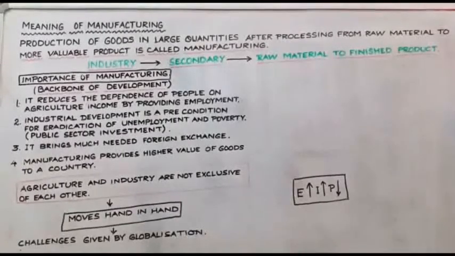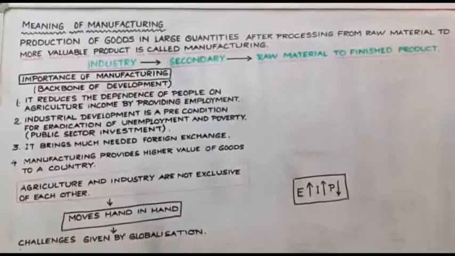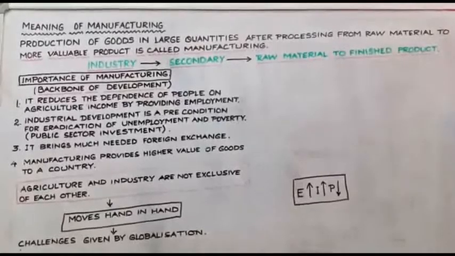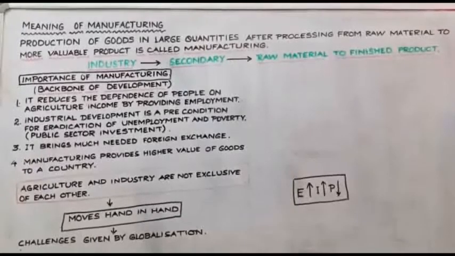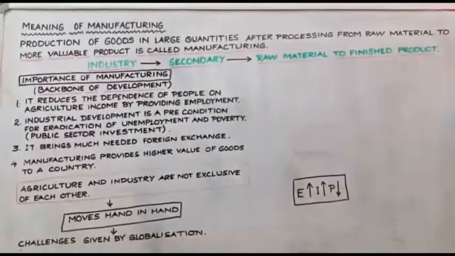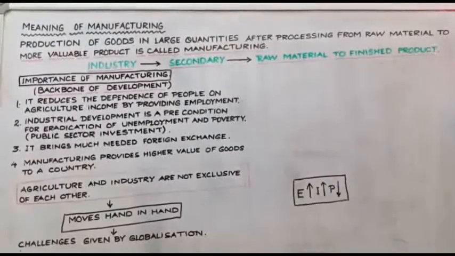That means raw cotton has the capacity to fulfill our needs, but it has a very limited use. Whereas with a machine made cloth, many things can be produced from it. It can satisfy many desires, many wants. So that is an example of your finished products.